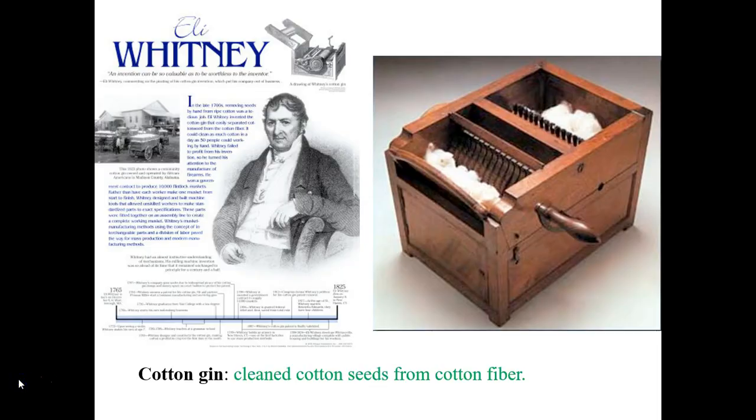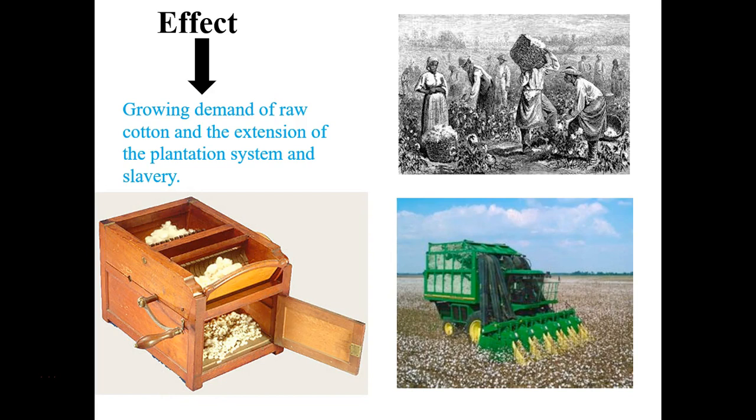So for all of you who had been putting in your reflection sheets that you wanted to see some America, the Story of Us, hey, there you go. As you can see from that video, the cotton gin had a huge impact on the United States. The major effect was that the cotton gin grew the demand for raw cotton, and as a result, the plantation system and the practice of slavery would skyrocket.